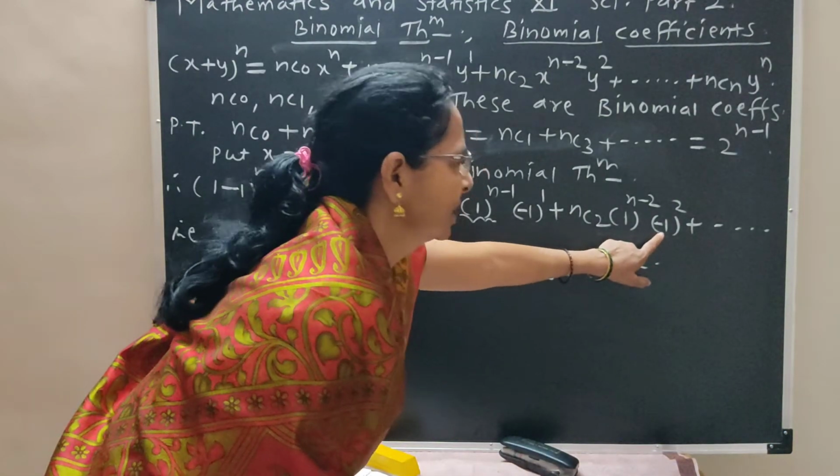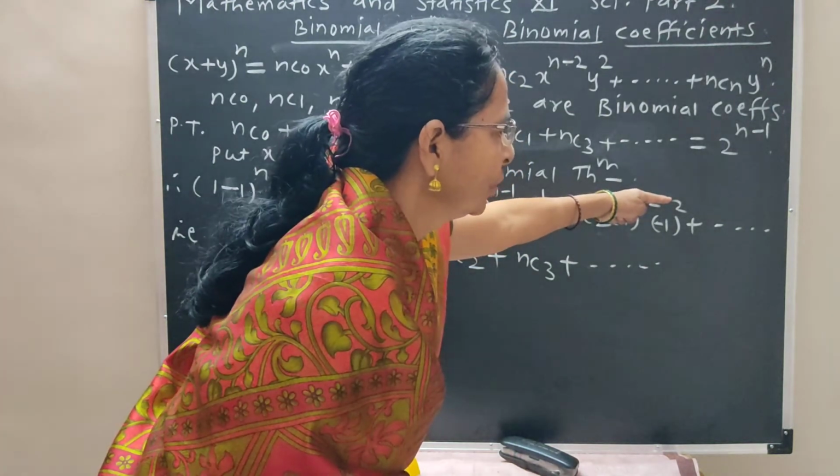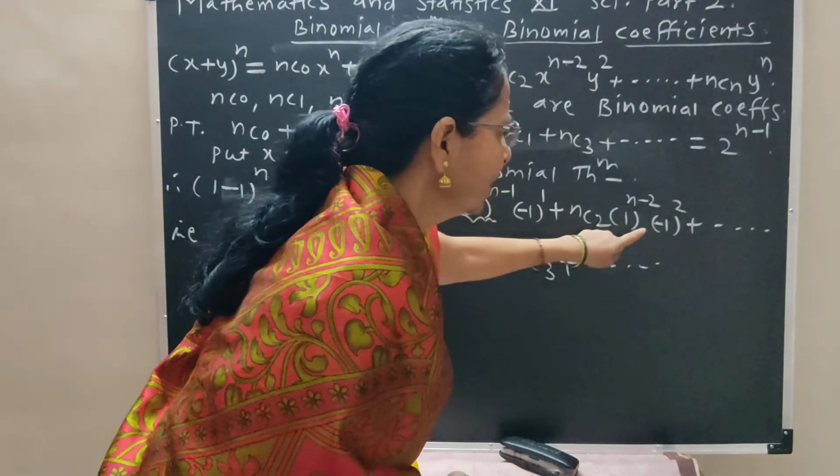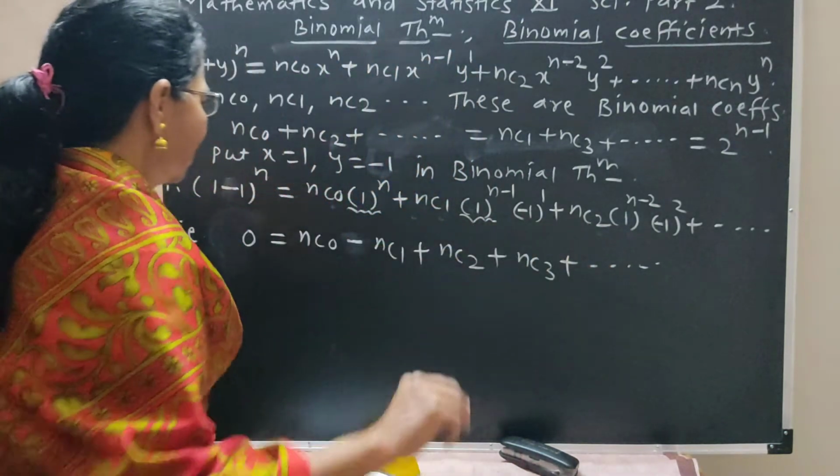This is minus, but here is an even index, so this value is plus 1. Plus 1 into 1, product is 1. 1 into nC2, product is nC2.